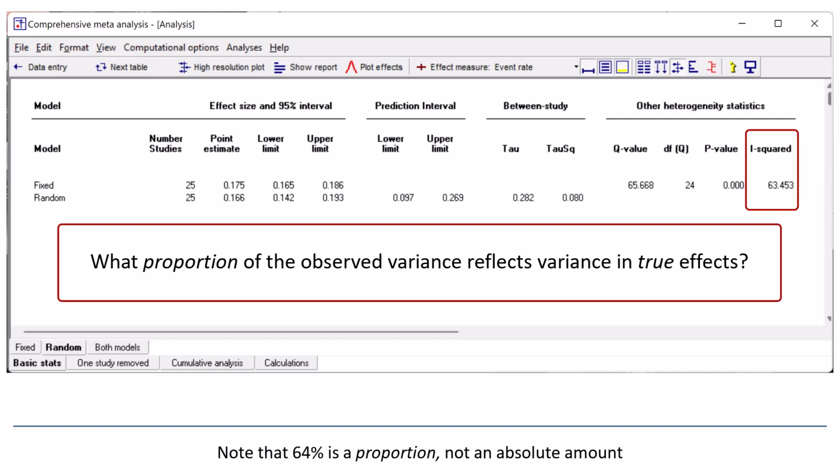Note that 64% is a proportion and not an absolute amount. It tells us what proportion of the variance reflects variance in true effects. It does not tell us how much variance there is.